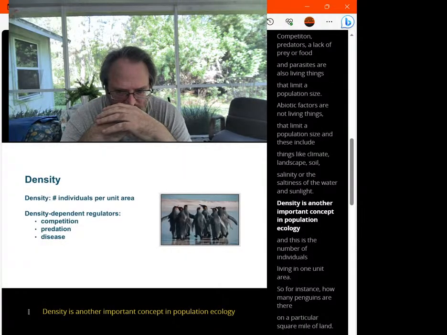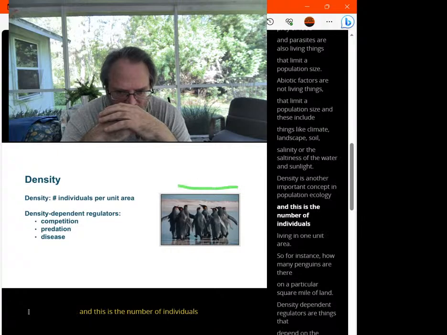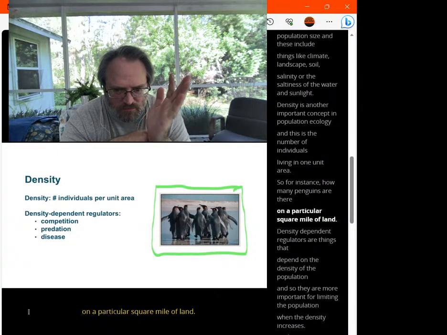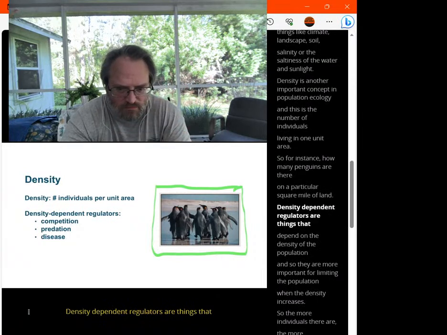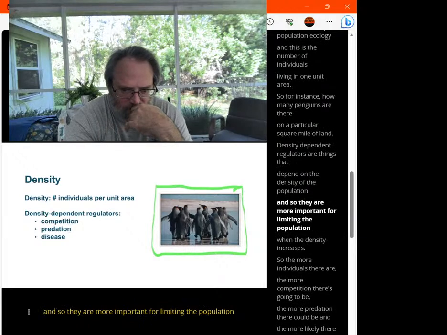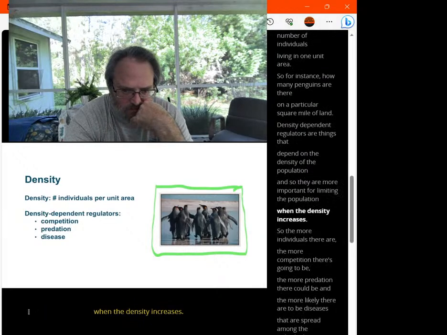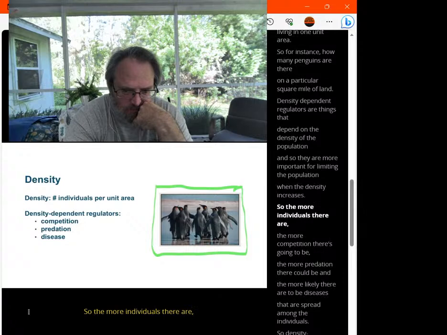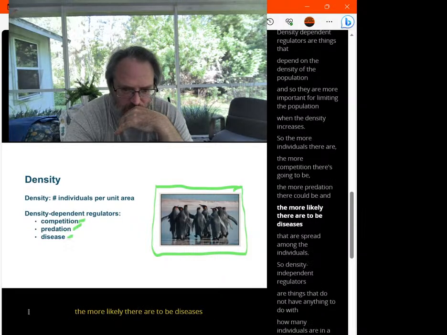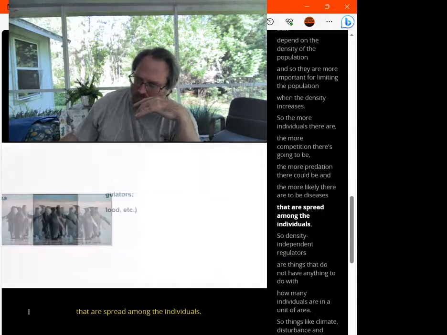Density is another important concept in population ecology, and this is the number of individuals living in one unit area. So for instance, how many penguins are there on a particular square mile of land? Density-dependent regulators are things that depend on the density of the population, and so they are more important for limiting the population when the density increases. So the more individuals there are, the more competition there's going to be, the more predation there could be, and the more likely there are to be diseases that are spread among the individuals.